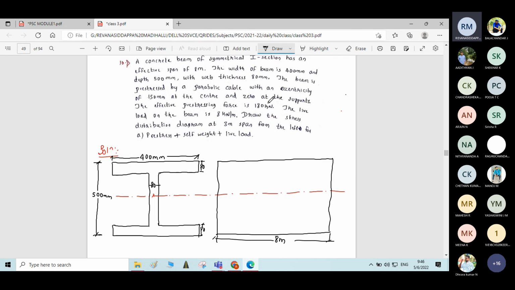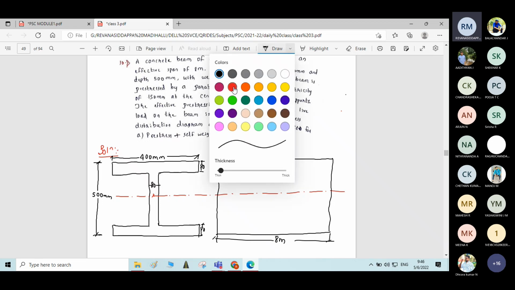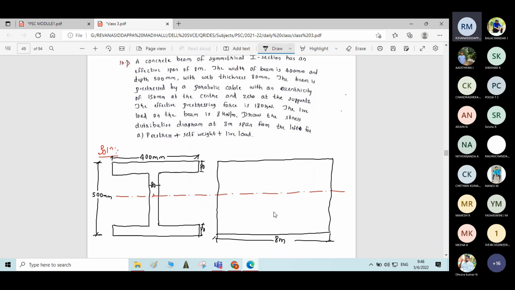You just go through. The beam is prestressed by a parabolic cable with an eccentricity of 150 mm at the center and 0 at the support. Okay, eccentricity at the center of the span is around 150 and 0 at the support. Eccentricity of the cable is 0 at the support and 150 mm at the center of the span. Okay, so therefore it is a parabolic cable.